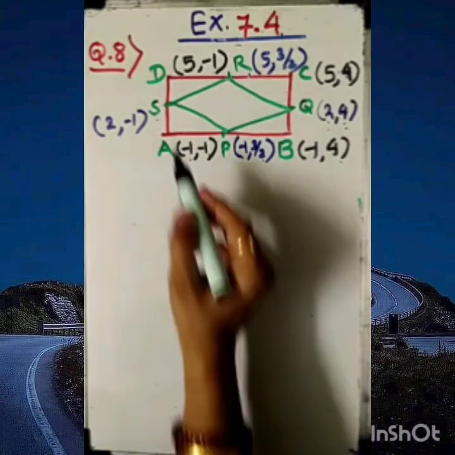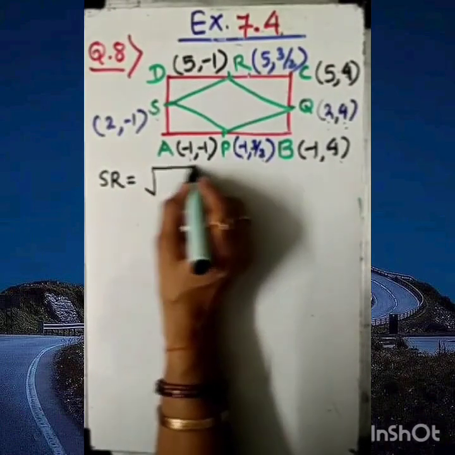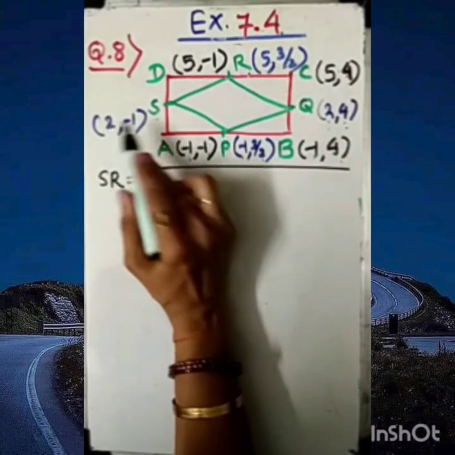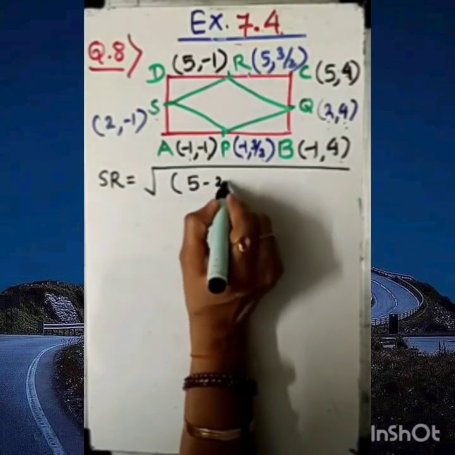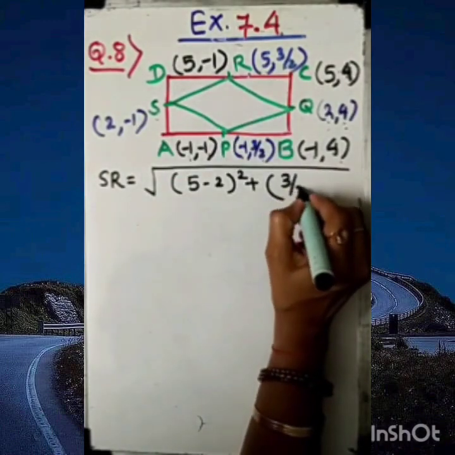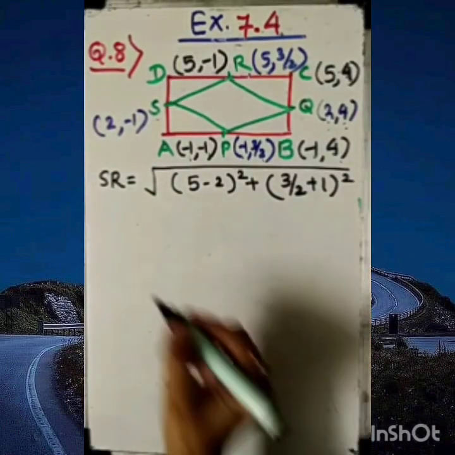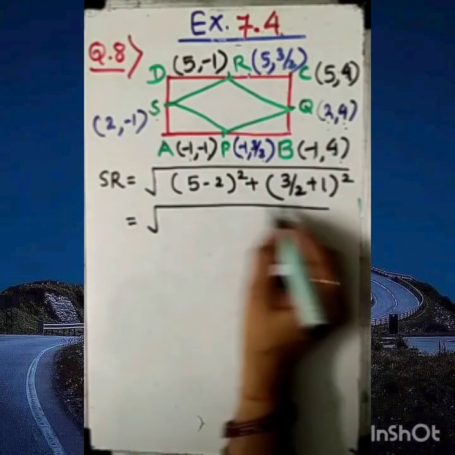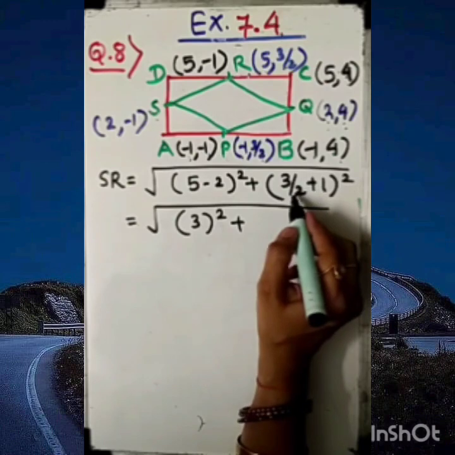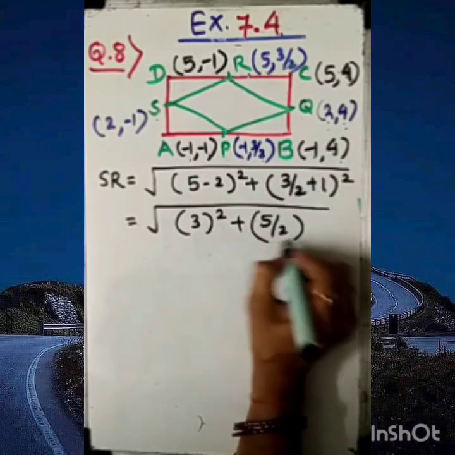Okay, distance between S to R, I need to write SR equal to under root of 5 minus 2 whole square, okay, plus 3 by 2 minus 1, so it will become plus 1. So dear student, here under root of 5 minus 2, you know it is 3 square. And taking LCM from here, 2 1 ja 2, 3 plus 2, that is 5 by 2 whole square.